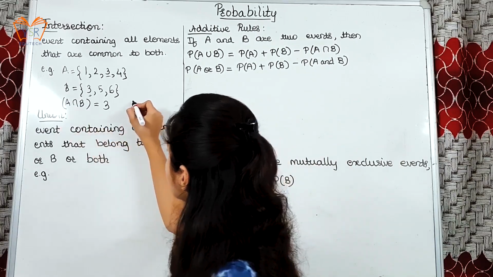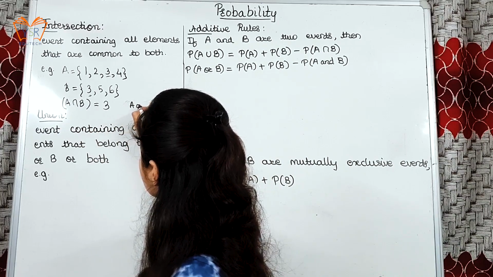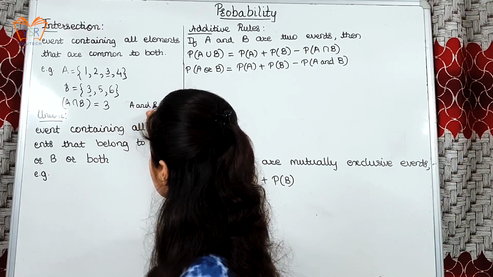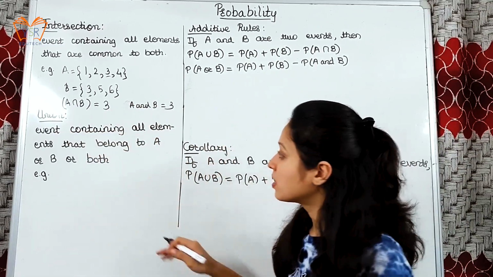This is also written as A and B. This intersection only means "and".